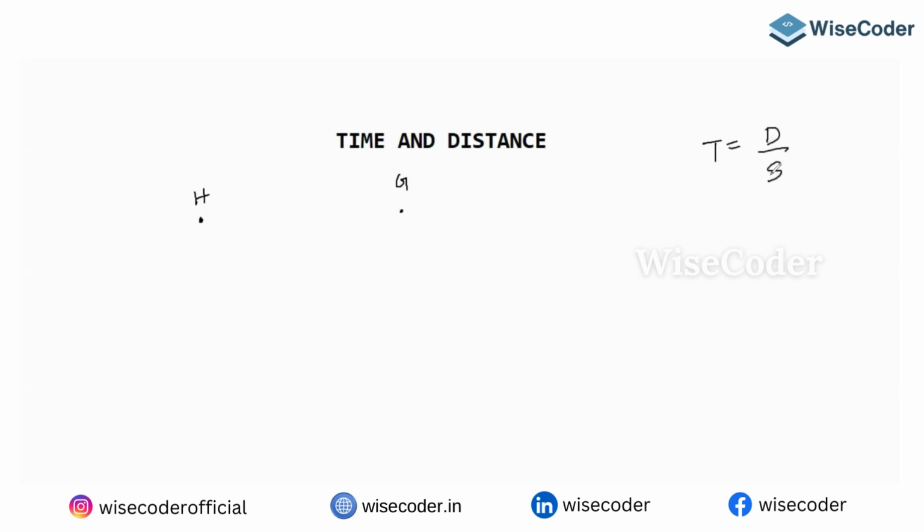Distance by speed. I know the distance between these two stations is 420. Don't write 420 directly. Why? Because both trains are not starting at the same time. This train started at 6 a.m. with 60 km per hour. This train started at 8 a.m., and with what speed, guys? 40 km per hour. So you need to understand one point here. The distance between the two stations is 420. Okay, so guys, look here.